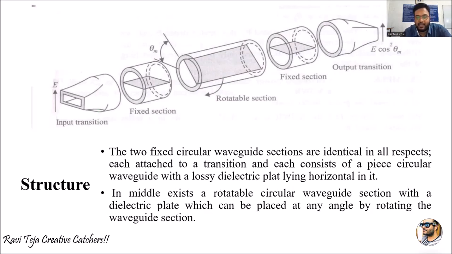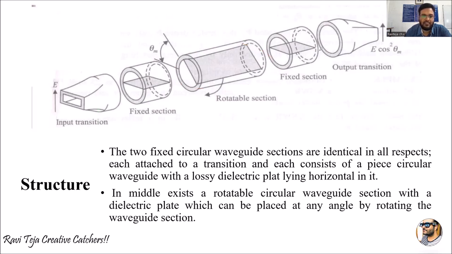Now, in the middle, there exists a rotatable circular waveguide. So, this is a rotatable circular waveguide, in which the dielectric plate can be placed at any angle by rotating the waveguide section. All these plates, by rotating, if that particular cylindrical shape is rotated, the dielectric plate which is inserted horizontally also rotates, within that particular waveguide section. So, this is how the arrangement is made.